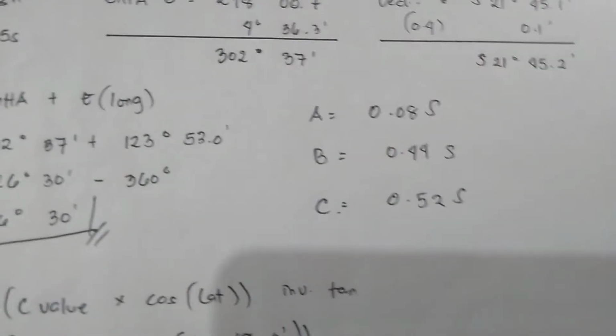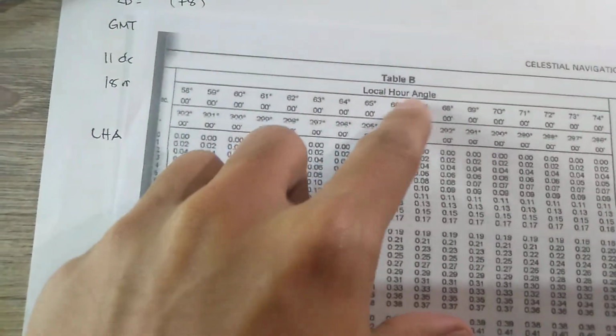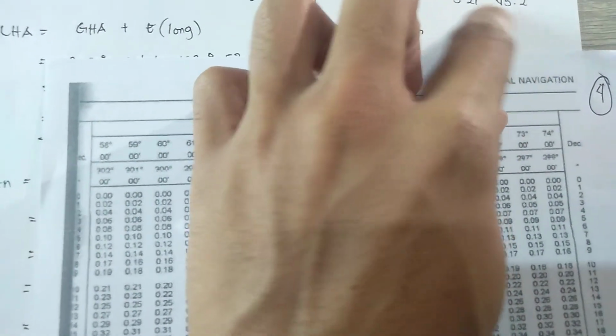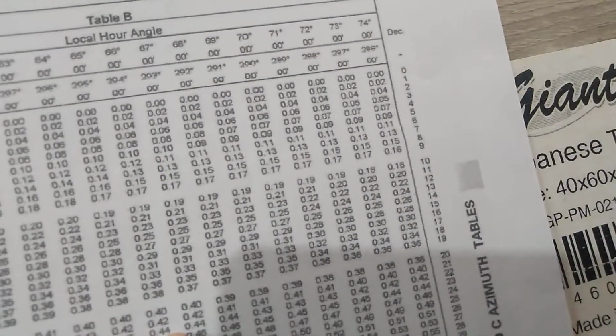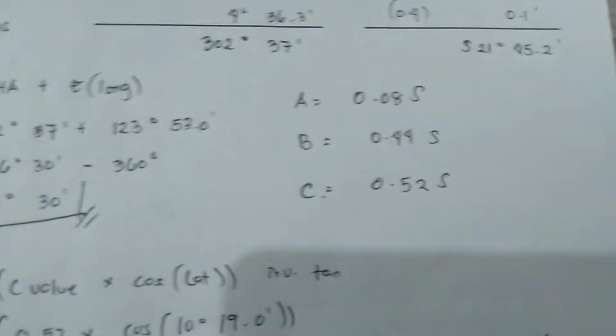So that is south. For table B, we still use the local hour angle and the declination. LHA 67, since we rounded off, and the declination is 21 degrees 45.2 minutes, or 22. We trace 22 here and 67, which gives 0.44. It is always named the same as the declination. Since our declination is south, table B result is south also.